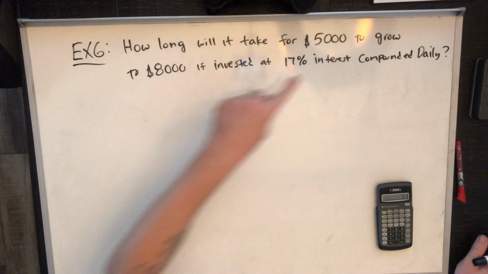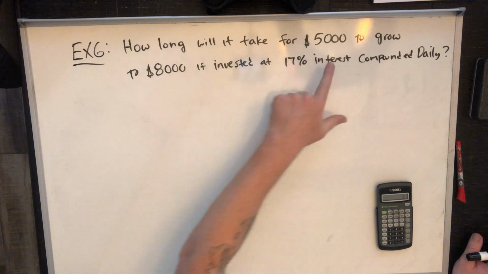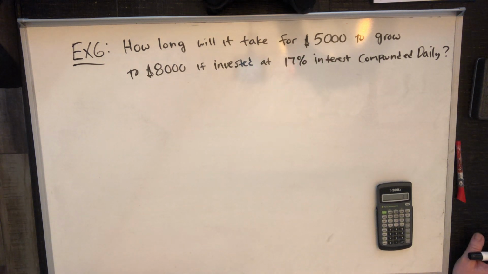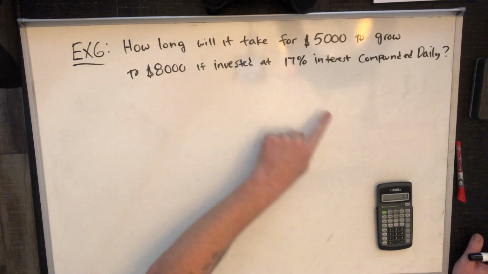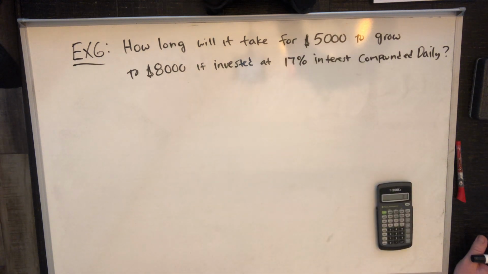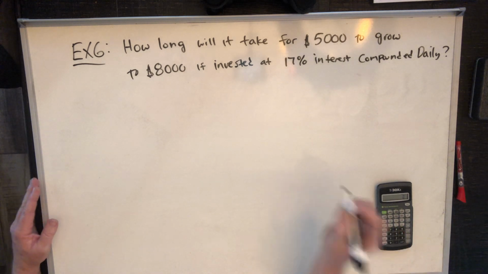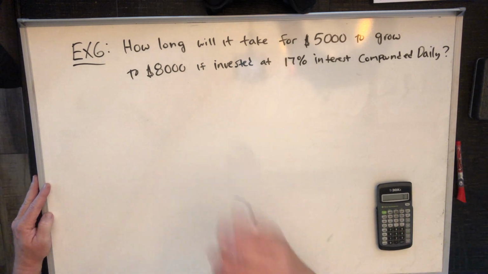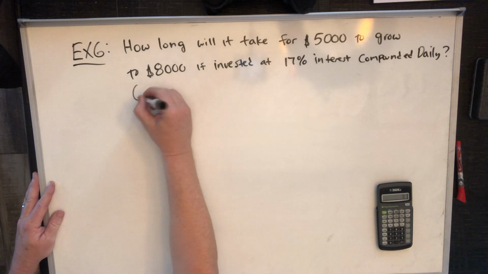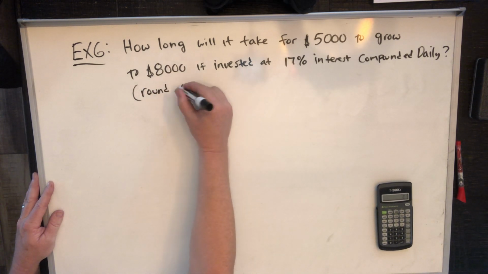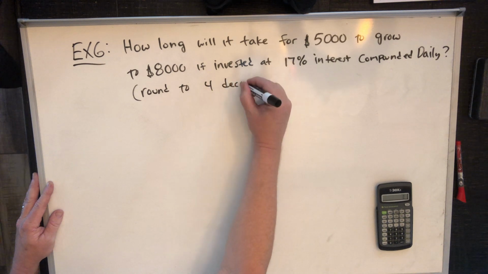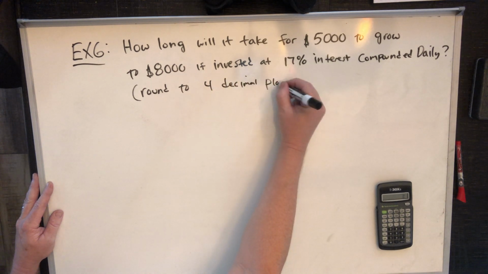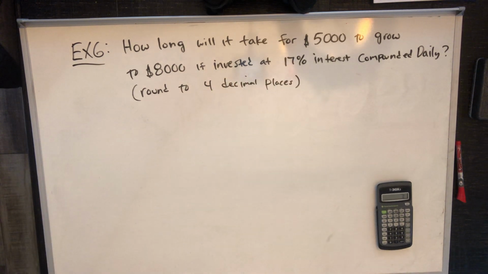So it's not quite doubling, just a growth formula. We're going to go from $5,000 to $8,000, 17%. It's a huge interest rate, and we're going to compound it daily. Let's see how long it takes. How many years are we going to have to wait? To be a little bit accurate, let's round our answers to 4 decimal places, because it probably will not come out to be a whole number.